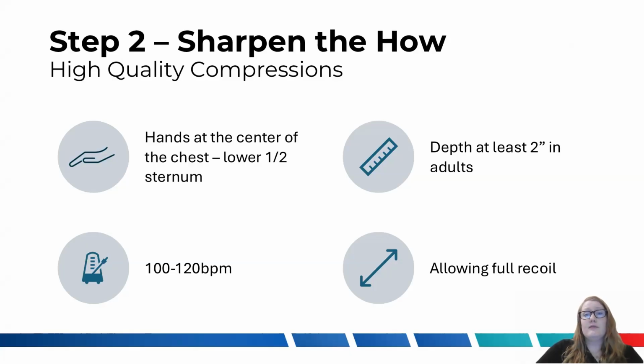A good framework that's starting to come out for children, because it's such a wide range of sizes that you might see in someone who classifies as a child, is the depth to be 1/3 of the chest, which I think is an easier visual when you're dealing with various sizes of victims. Then we have our rate, 100 to 120 beats per minute.